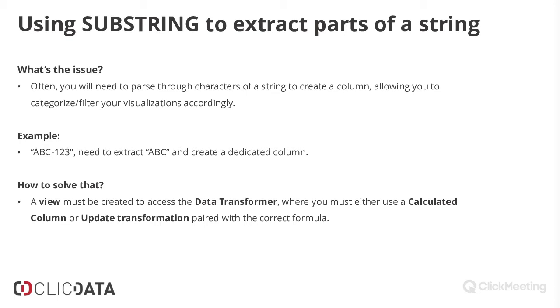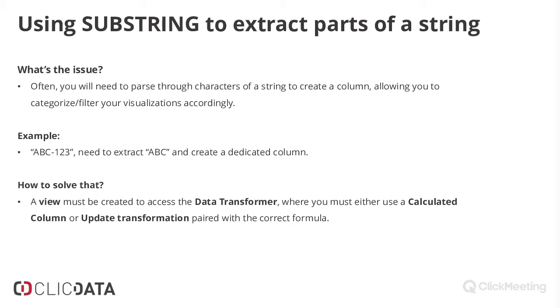And so the first topic I'll be covering today is using SUBSTRING to extract parts of a string. Oftentimes when you upload data, you may notice there are multiple attributes combined into a single cell value. The issue here is that you cannot visualize individual attributes if they are imported in that manner. I do have an example here where we have ABC-123 as a cell value, where we need to extract the term ABC and create a dedicated column for it. And so how do we do that?